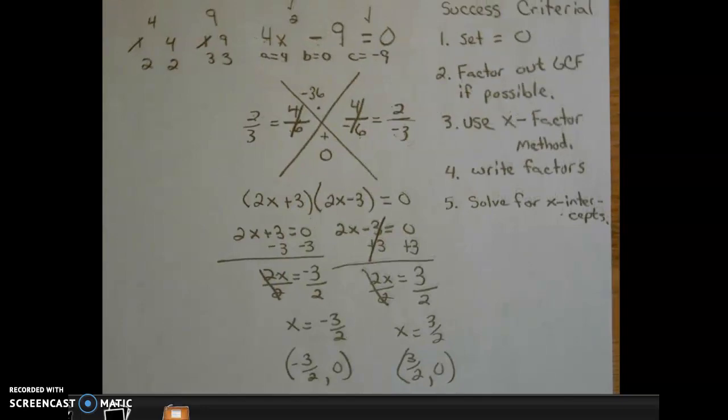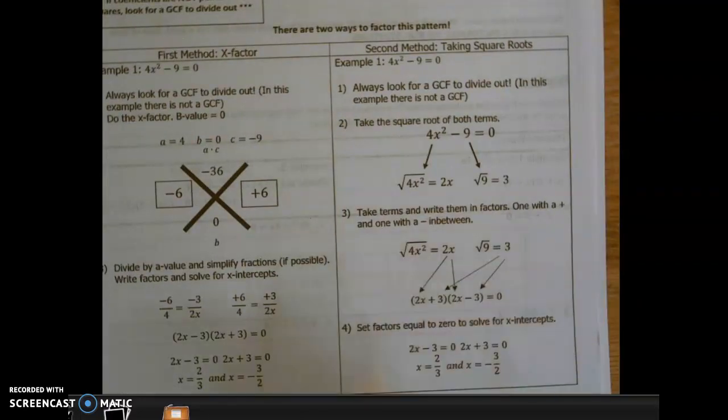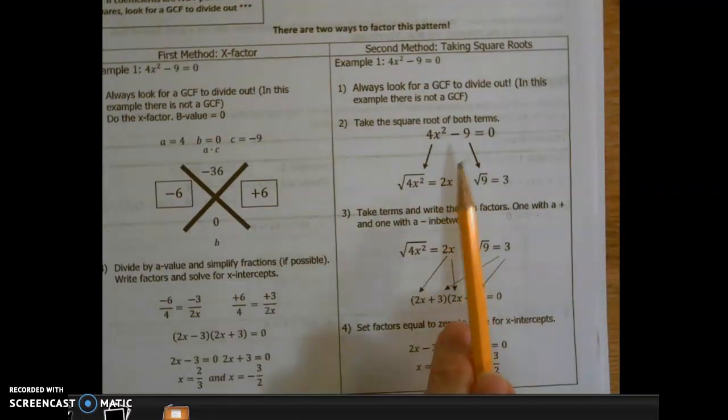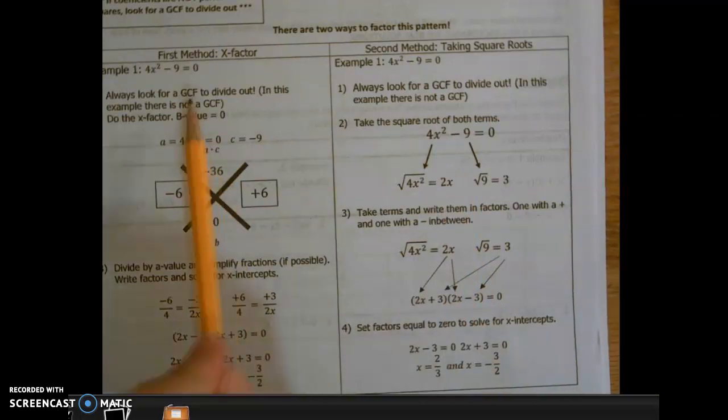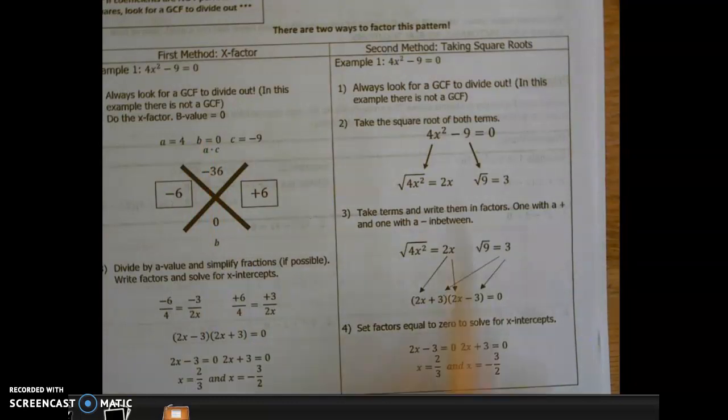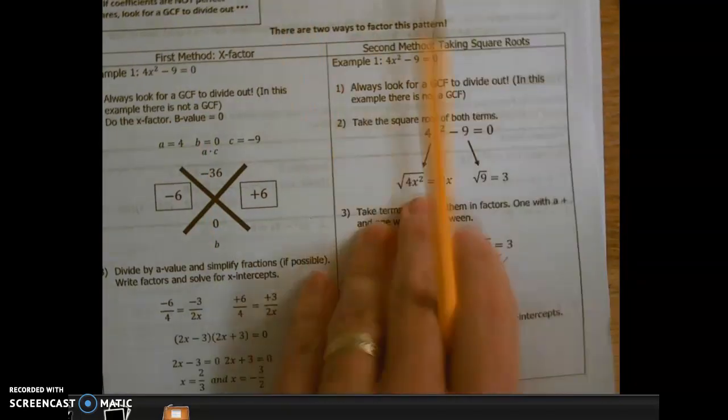Okay, so on this paper that was created by the Algebra 2 team, there is a second method that you can look at and read over. I highly recommend that you stick with this first method. Okay? All right, let's look at another example.